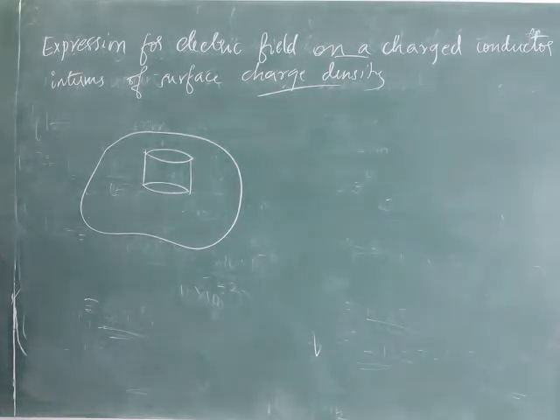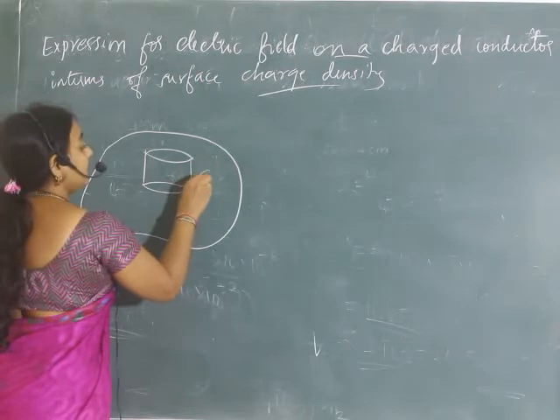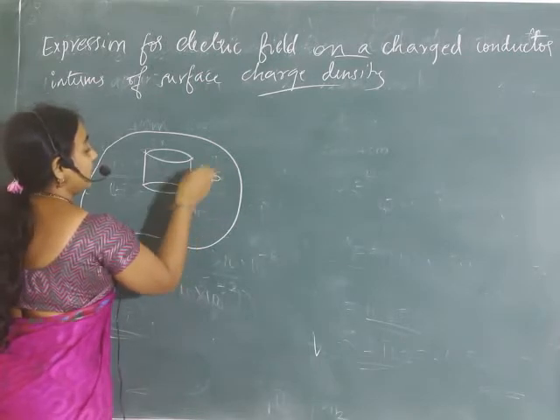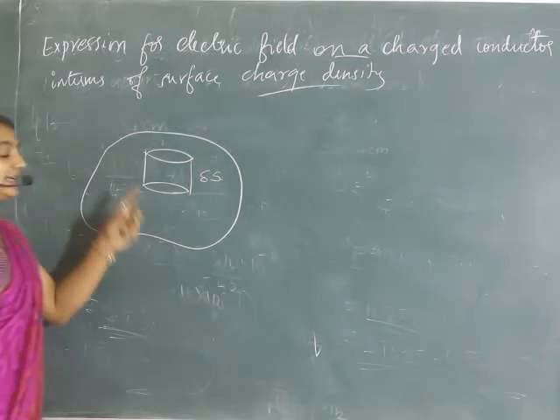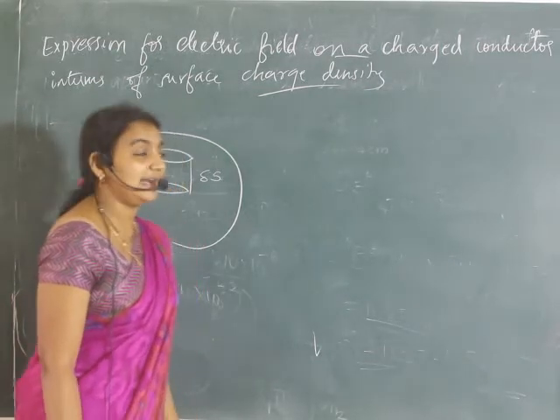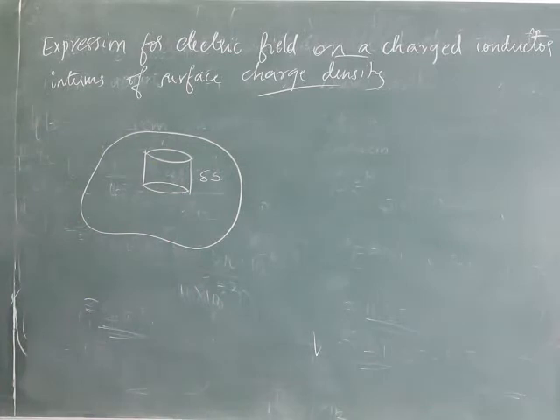the shape of a pillbox of negligible height and small surface area delta S. Very small height and small surface area delta S. Let E be the electric field.